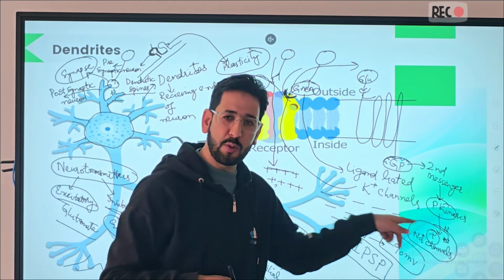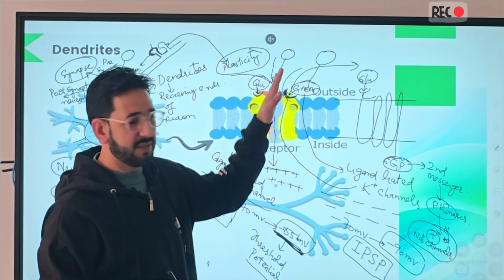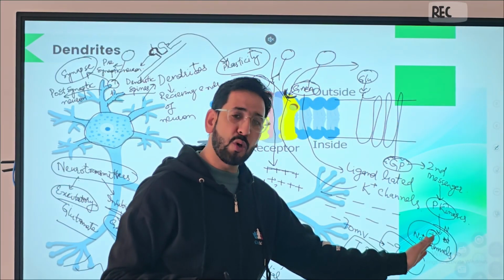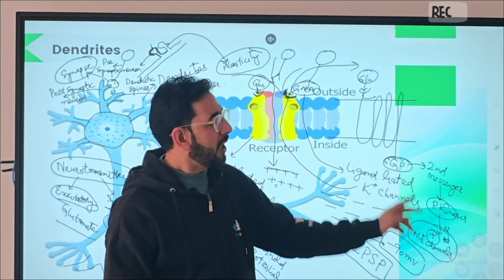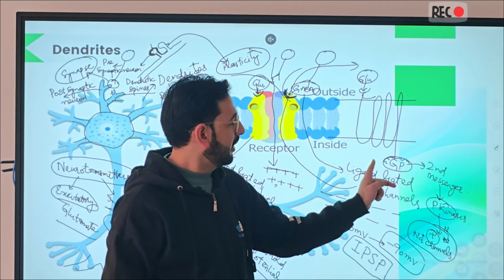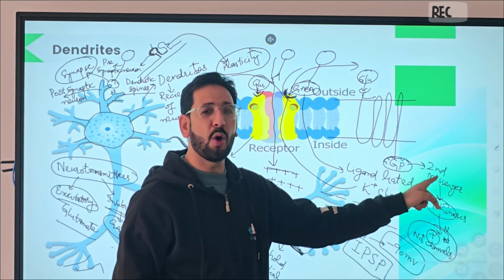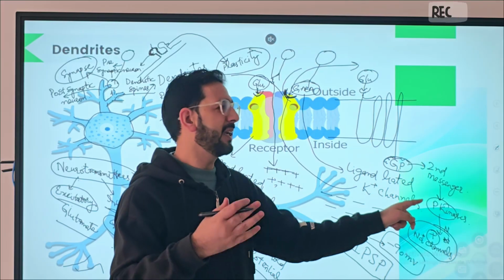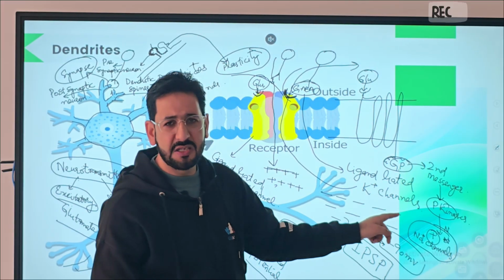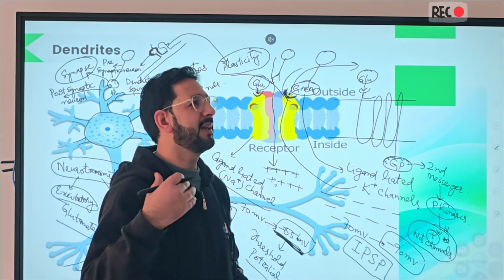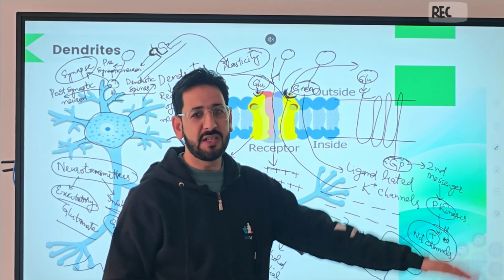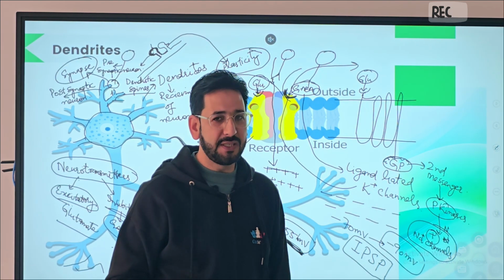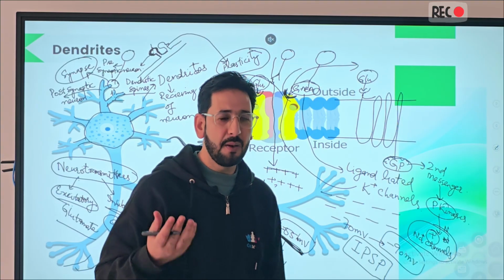So this can also be the mechanism of these neurotransmitters, and if we are stimulating the sodium channels, there will be influx of sodium, and that will lead to EPSP. If it is GABA, it will use the second messenger in phosphorylating the potassium channels, for example. And if we are activating the potassium channels, there will be efflux of potassium, and that will lead to the IPSP, that is inhibitory postsynaptic potential.